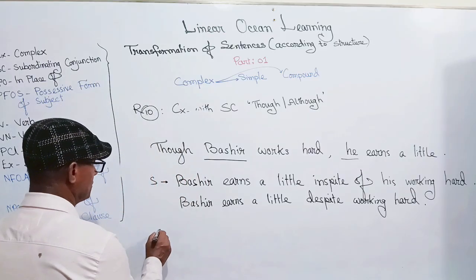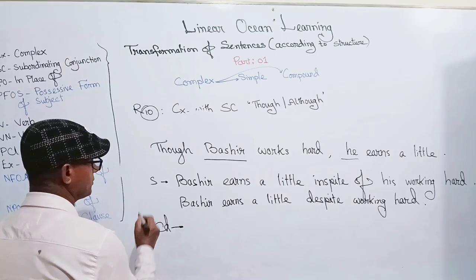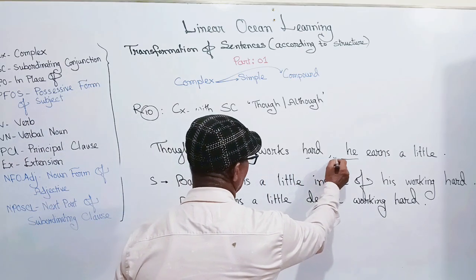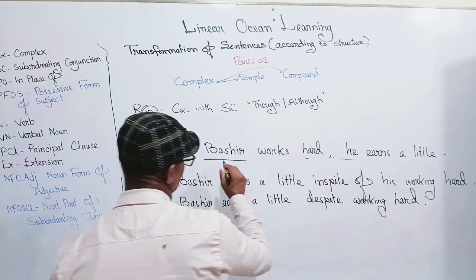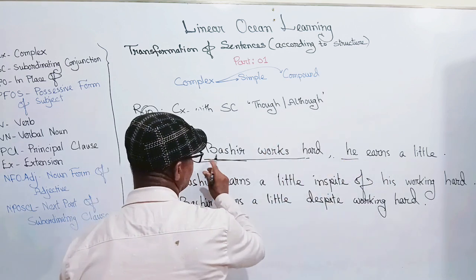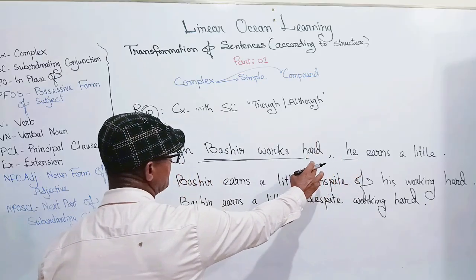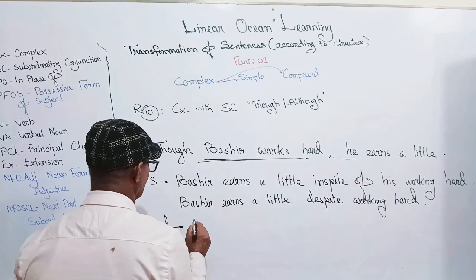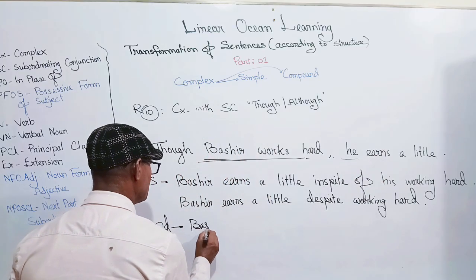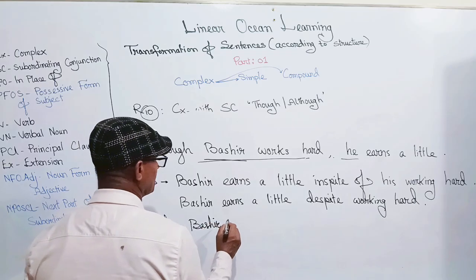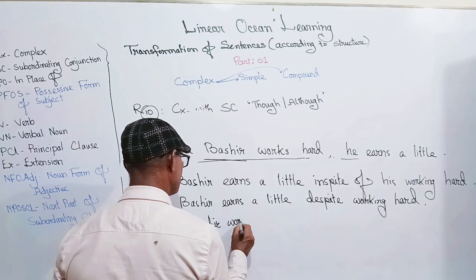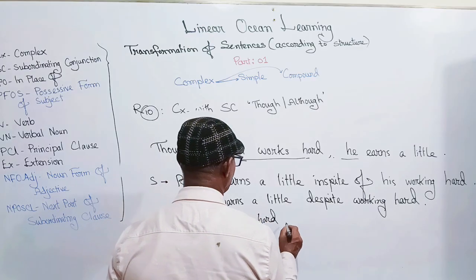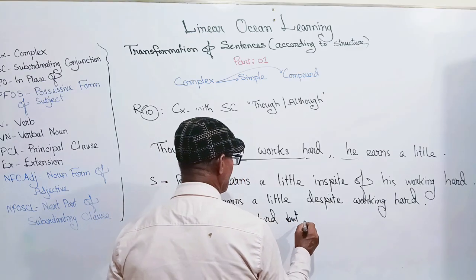Now, compound. Bashir works hard, but earns a little. Same sequence of tense and same subject in both the clauses, and in case of but there will be no subject, only verb will be there. Bashir works hard but earns a little.